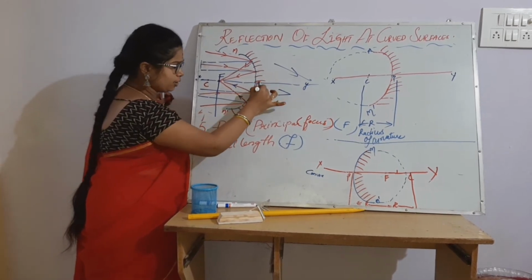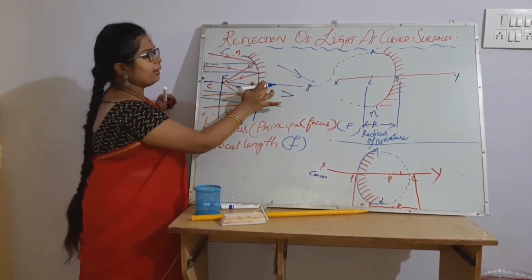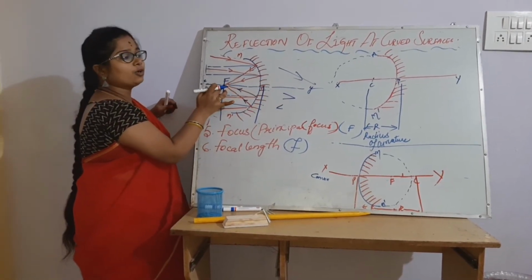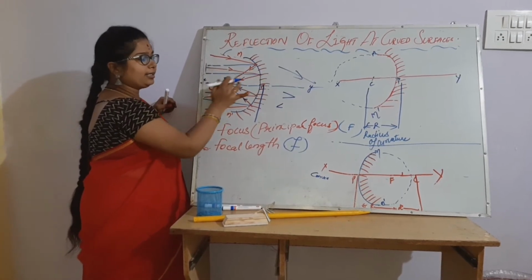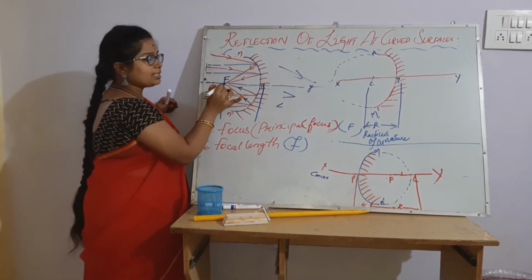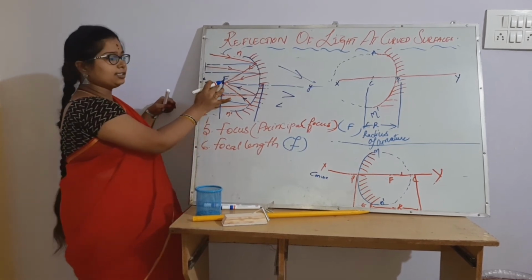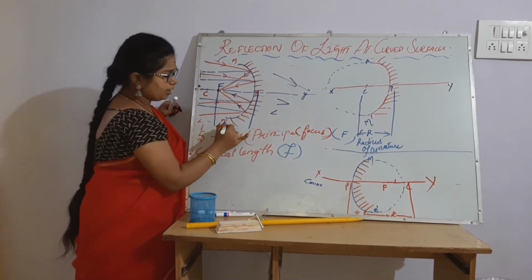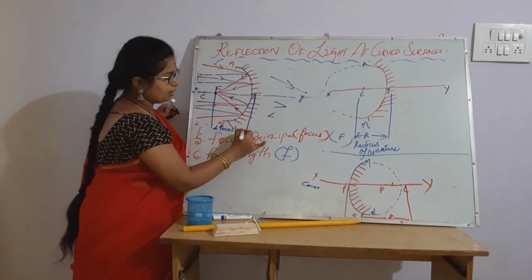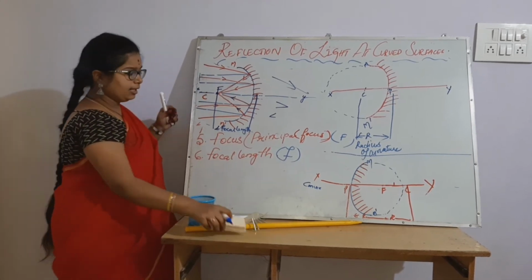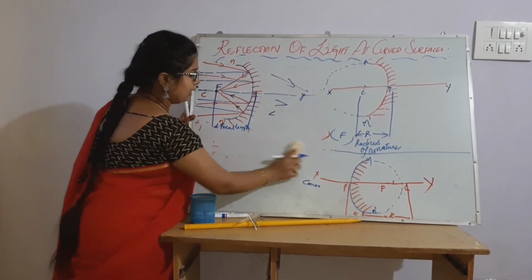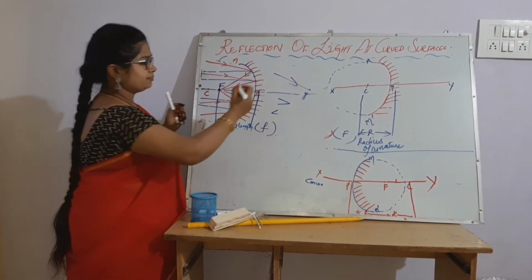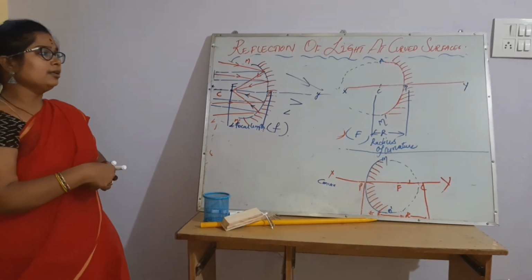Pole to principal focus, or focus. The distance between the pole and the principal focus. Focus means all the reflecting rays are meeting at a point, isn't it? This is said to be focus. This is called the focal length, and focal length is represented with a small f.